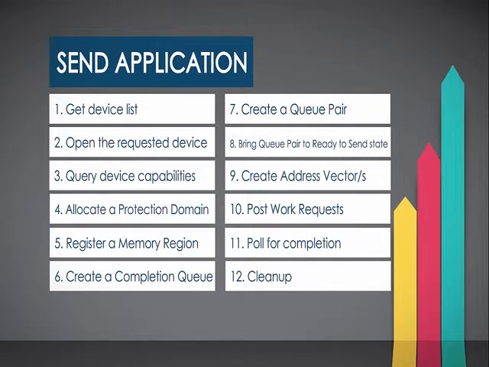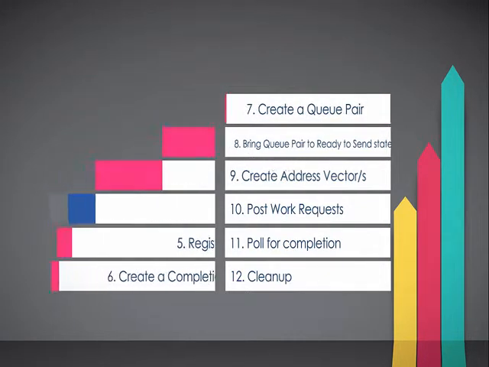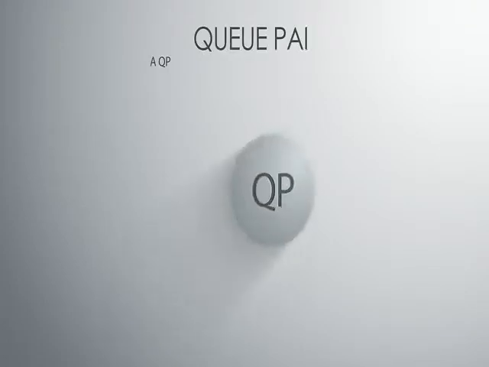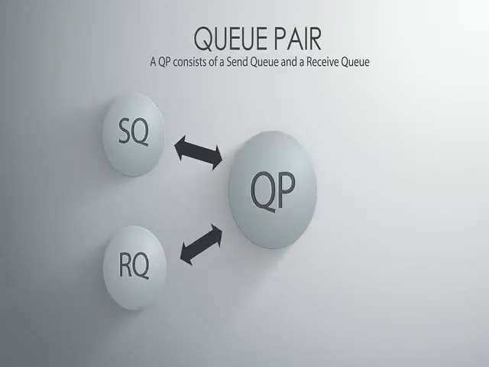So far, we created most of the needed resources to start sending and receiving packets. In this tutorial, we will learn how to create a queue pair. A queue pair consists of a send queue and a receive queue. An application will submit a work request to a send queue whenever it wishes to send data, or will submit a work request to a receive queue whenever it's expecting to receive data.